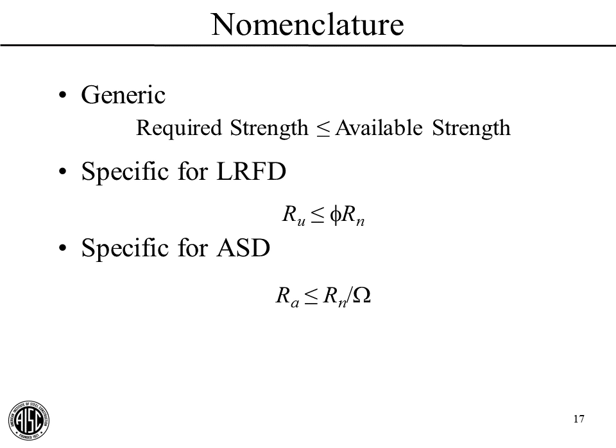Okay, so just emphasizing the nomenclature, generically in the AISC specification or manual, it's this. It's that the required strength must be less than or equal to the available strength. If you get specific for LRFD, we have the required strength using LRFD load combinations, and that can't exceed the design strength. Specific to ASD, we also have required strength, but now due to ASD load combinations, and that can't exceed the allowable strength, R sub n divided by omega.